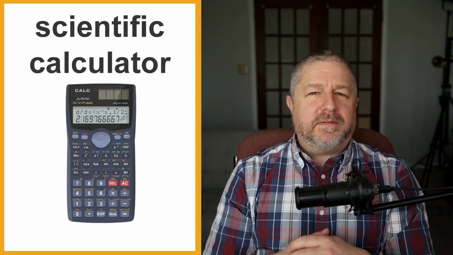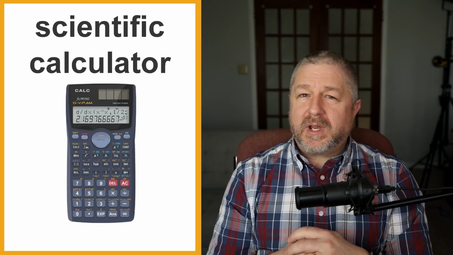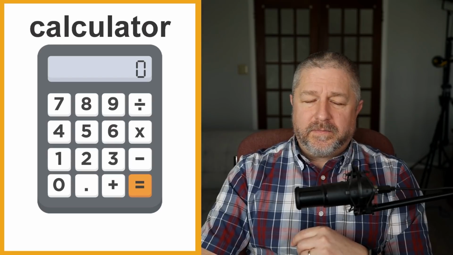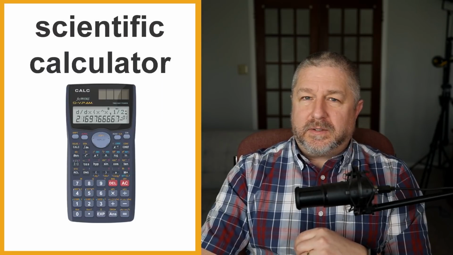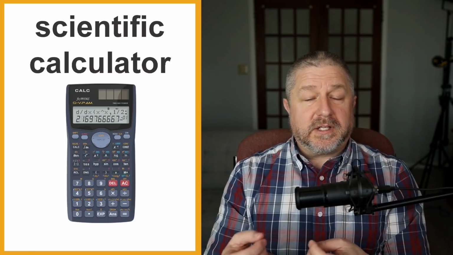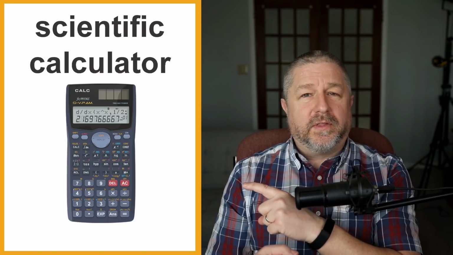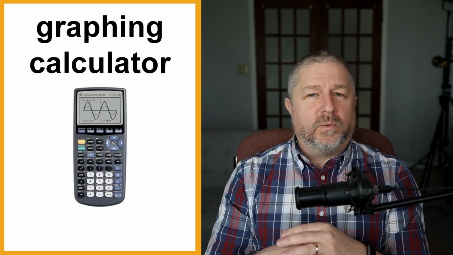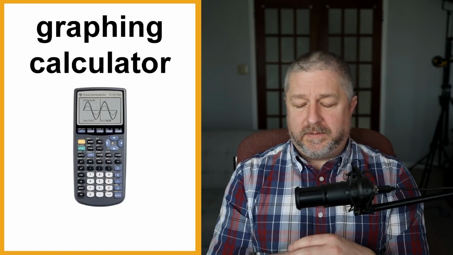And you might even have a scientific calculator. I don't know all the details, but we would just call this a calculator. And when it has this many buttons, when it has sine and cosine and tangent, when it lets you do exponents and square roots, we would call this a scientific calculator. And then above that, we would have what you would call a graphing calculator.